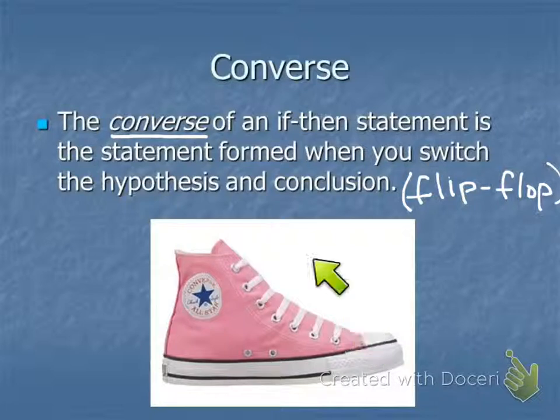So the reason I put this big shoe up here is because Converse is a brand of shoe, right? And flip-flop is a type of shoe. So I want you to think Converse, shoe, flip-flop. Because with the converse, you're taking the hypothesis and the conclusion and you're switching them around. You're flip-flopping the order. I need to flip-flop the hypothesis and the conclusion. Now, sometimes the converse is true, sometimes it's not true. That's half the fun of it. You're going to take the hypothesis, make it the conclusion, and make the conclusion the hypothesis.